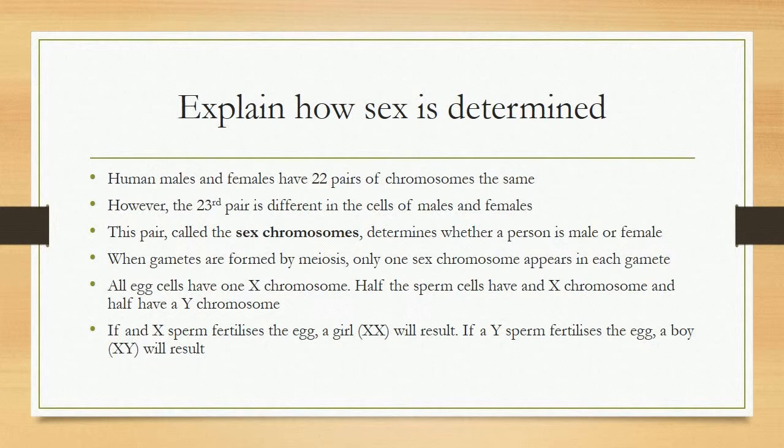When gametes are formed by meiosis, only one sex chromosome appears in each gamete. All egg cells have one X chromosome. Half the sperm cells have an X chromosome and half have a Y chromosome. If an X sperm fertilizes the egg, a girl, XX, will result. If a Y sperm fertilizes the egg, a boy, XY, will result.